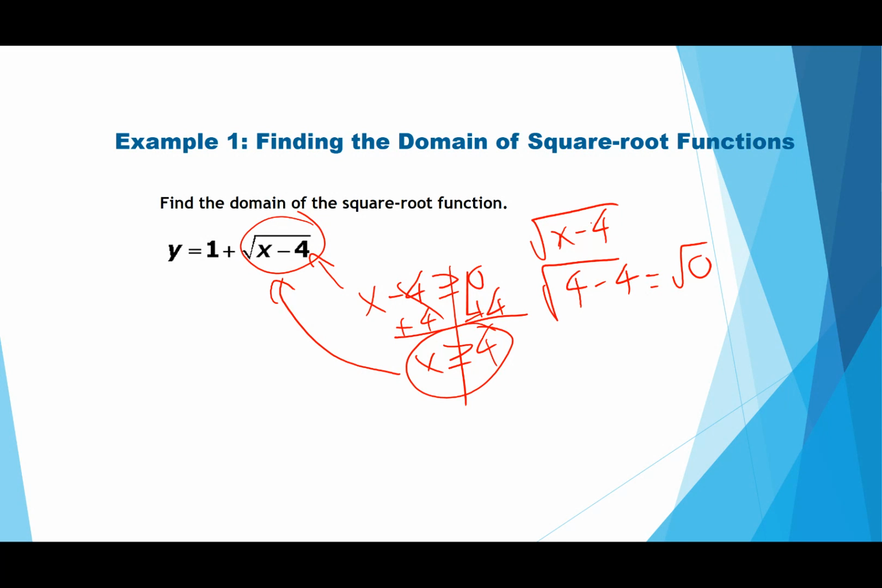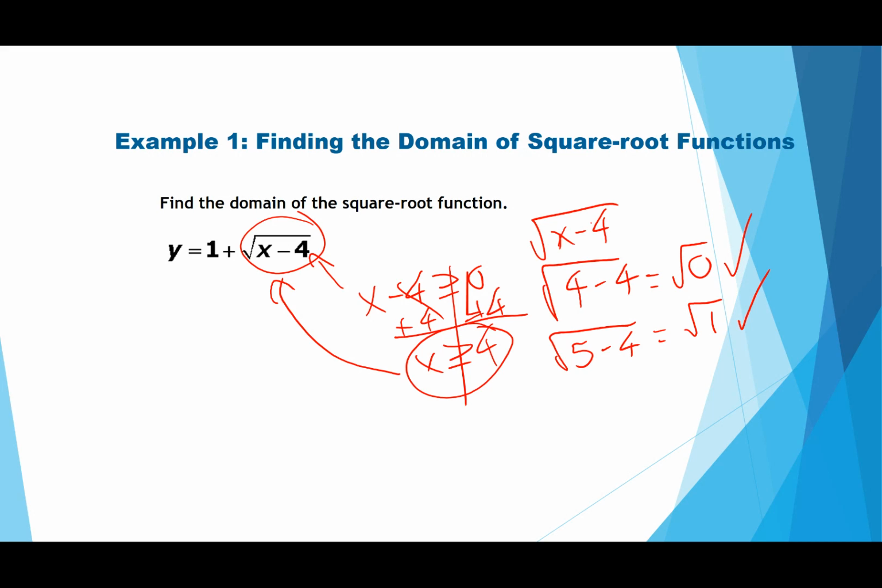And that's fine. Square root of 0 is 0. I can manage that, right? That works totally cool. Any number bigger than 4, let's try a number like 5, right? 5 is bigger than 4. Let's just see how that works. When you put 5 in for x, then you have square root of 5 minus 4, which is the square root of 1. And again, square root of 1 checks out. It's positive. I can work that out.